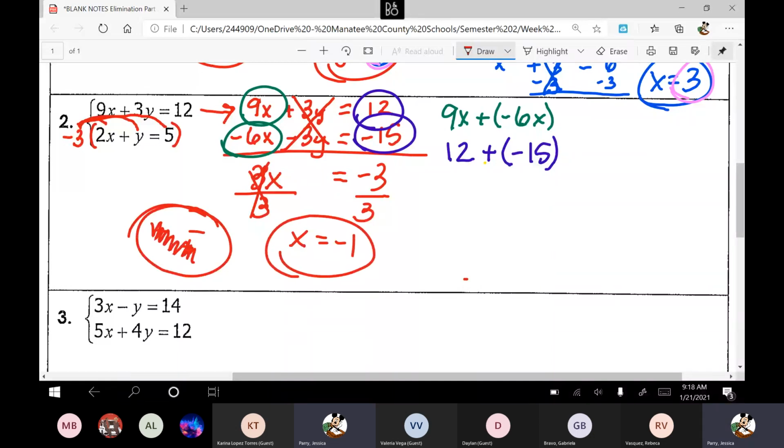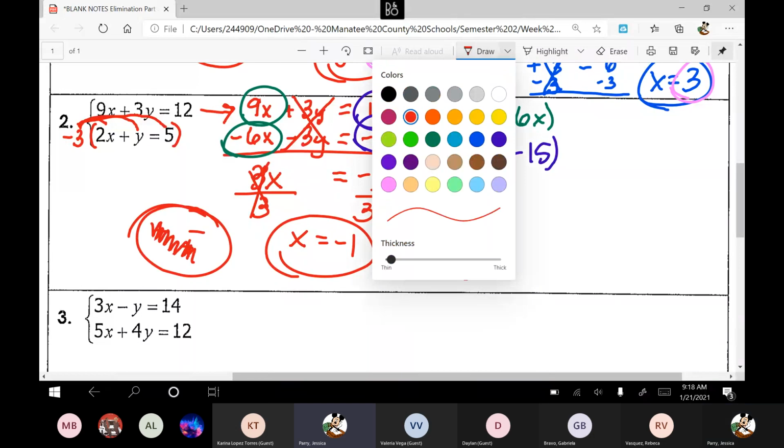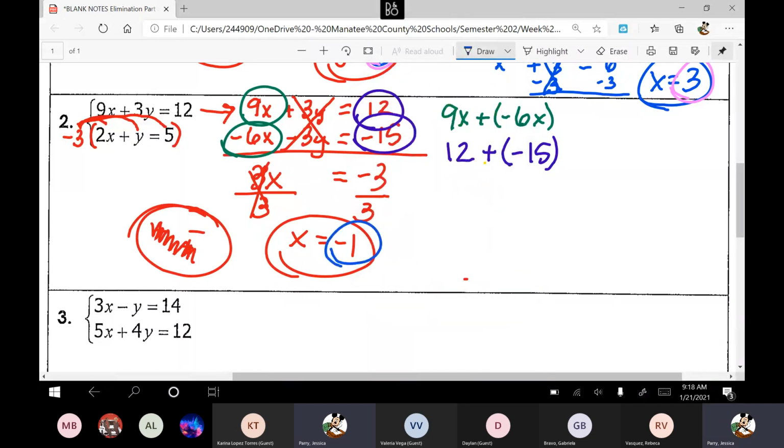And then we're going to take this negative 1, and we can plug it into either equation. It doesn't matter which one. Which one would you guys choose? Which one looks a little bit easier? Which one has less numbers or smaller numbers? The top equation or the bottom equation? Or you can say the first one or the second one. Which one would you use to plug in that negative 1?